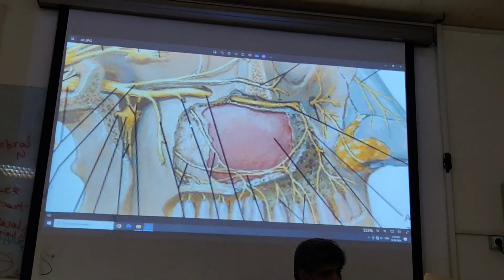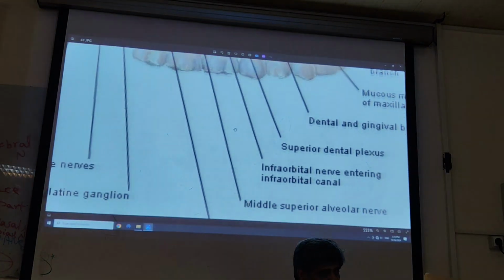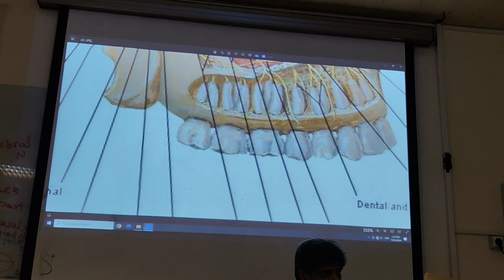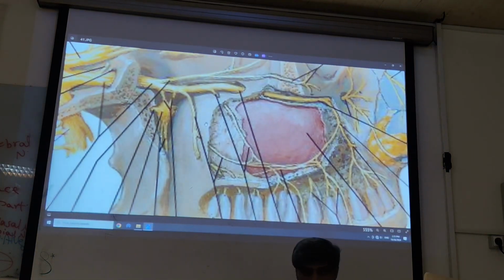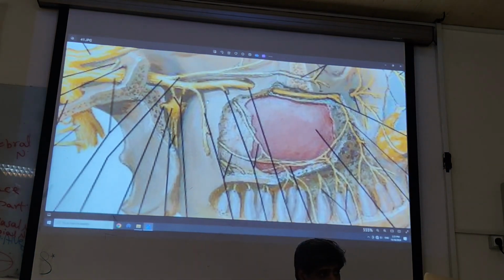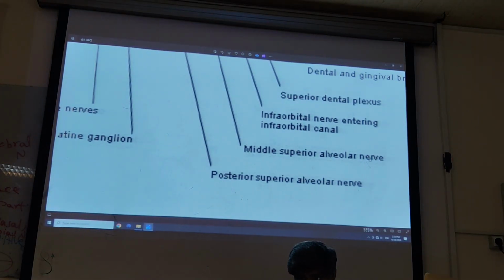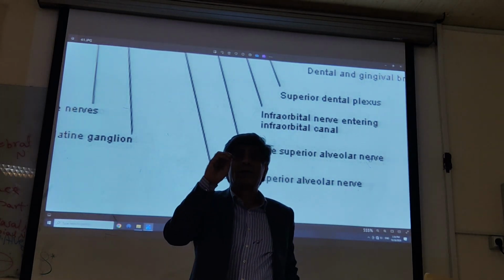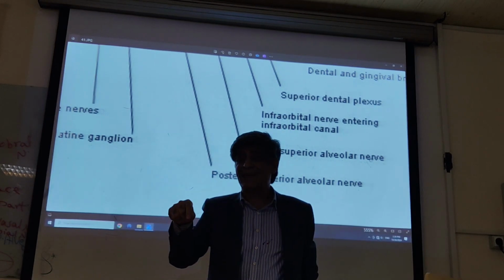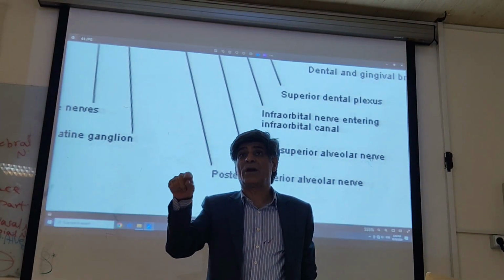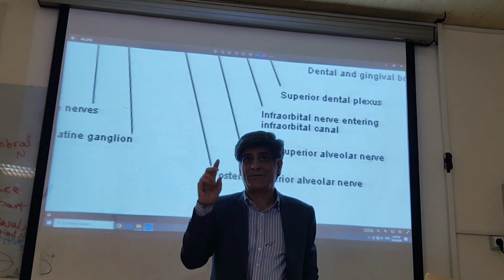And another branch, middle superior alveolar nerve. This part, posterior, finished: posterior and zygomatic, and the ganglionic branch from pterygopalatine. But the infraorbital part contains which branches? The posterior superior alveolar nerve innervates just the molar teeth, but the middle superior alveolar nerve innervates just the first and second premolars.